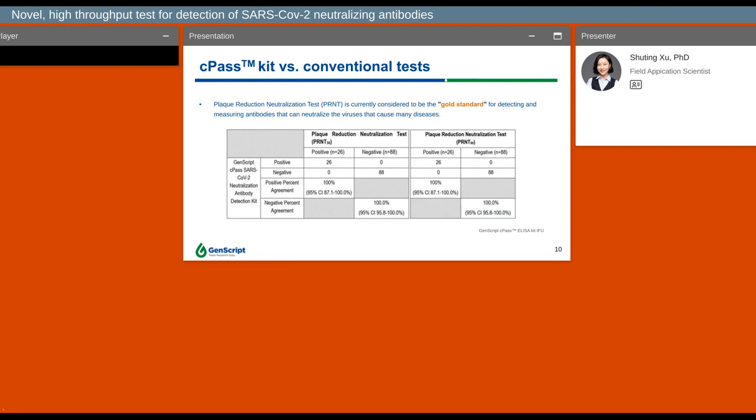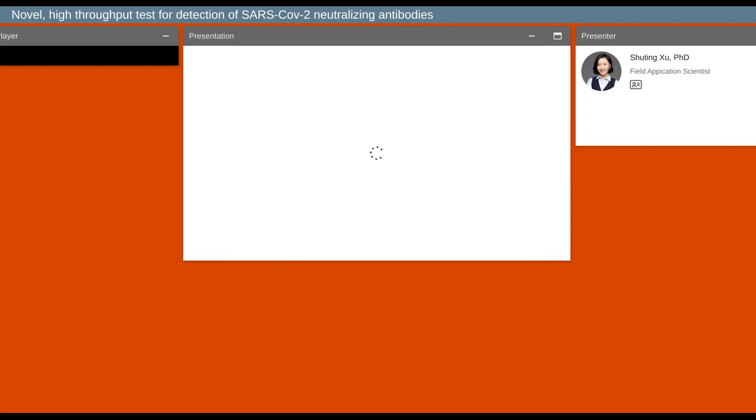So this is the most conventional way, but what is the gold standard of the neutralizing assay? As we know, the plaque reduction neutralization test. As you see from our manual data, we compared our kit results with the gold standard, PRNT50 and PRNT90. Both assays showed 100% agreement with the cPass kit. Therefore, the specificity and sensitivity of our kit compared to this plaque assay is perfect.